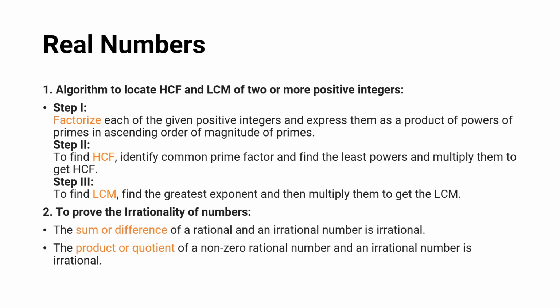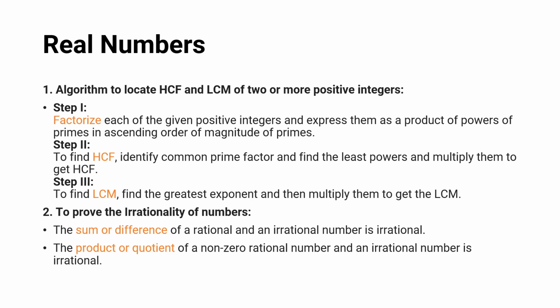Algorithm to locate the HCF and LCM of two or more positive integers. Step 1. Factorize each of the given positive integers and express them as a product of powers of primes in ascending order of magnitude of primes. Step 2. To find the HCF, identify the common prime factors, find the least powers and multiply them to get the HCF. Step 3. To find the LCM, find the greatest exponent of each prime and then multiply them to get the LCM.